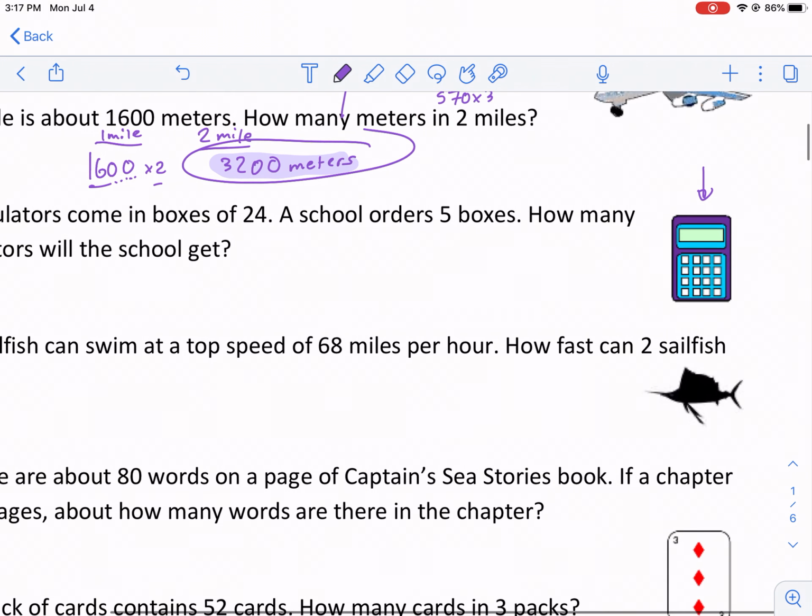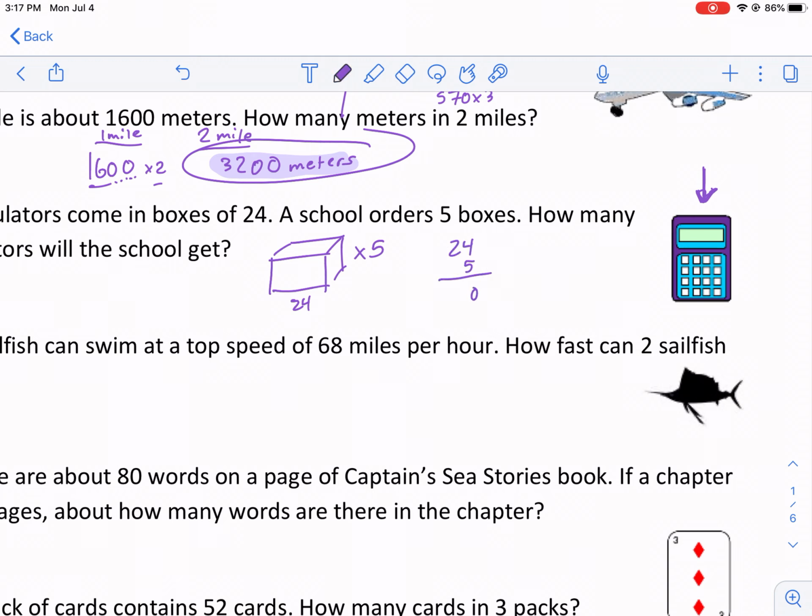Calculators come in boxes of 24. Let me draw a box. So there's our calculator. Look, I already drew the aerial right there, ready to go. So I have my box here. Each box contains 24. So 24 times for each one of those boxes. Well, I have 5 boxes, so I need to multiply that by 5. So 24 times 5, that's the problem at hand.